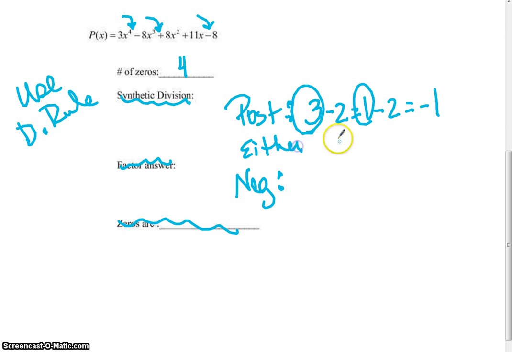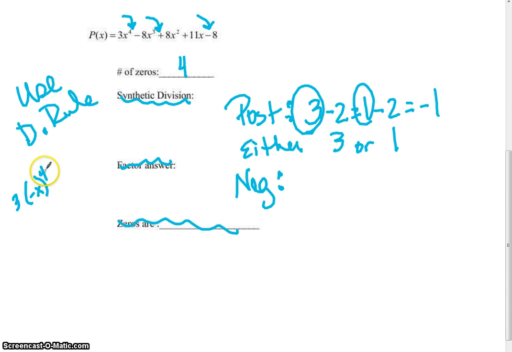So there's either 3 or 1 positive zeros. Then for the negative, you've got to rewrite your problem and change the sign for each of your x's. Now, this means that if this is your x, not the whole term, it's like saying 3 times negative x to the 4th.